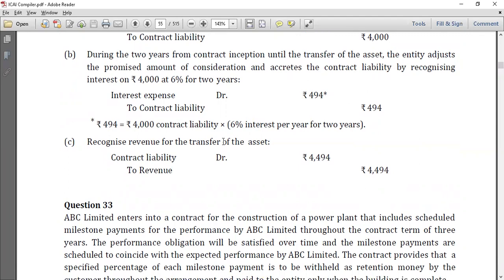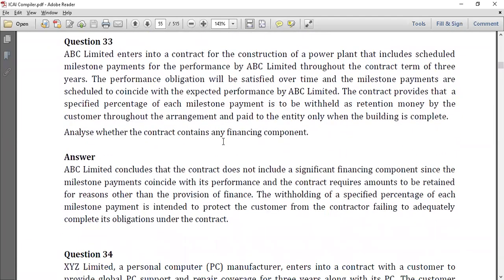Next question, the 33rd question: ABC Limited is entering into a contract. For everything, you have to write as per Ind AS 115, that is, revenue from contracts with customers. ABC Limited enters into a contract with the customer of a power plant that includes scheduled milestone payments. Again, here the power plant customer is paying ABC Limited for the performance that is made, through scheduled milestone payments throughout the contract term.